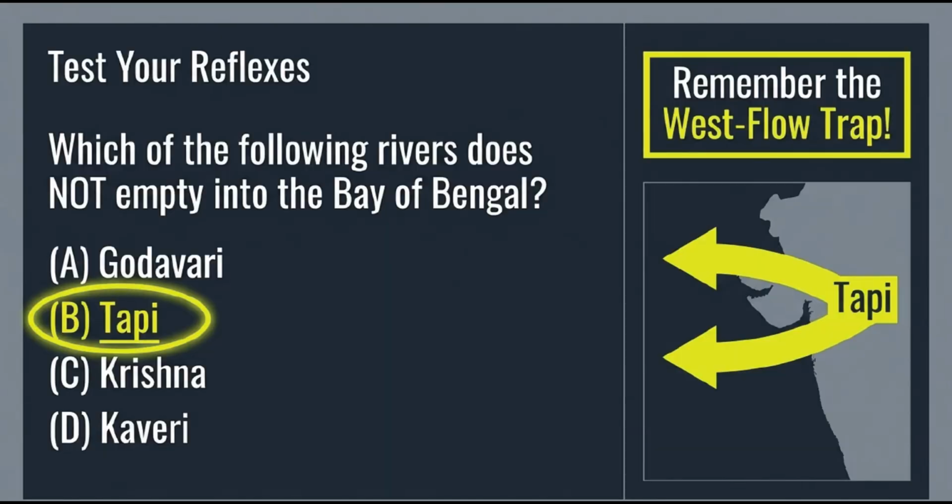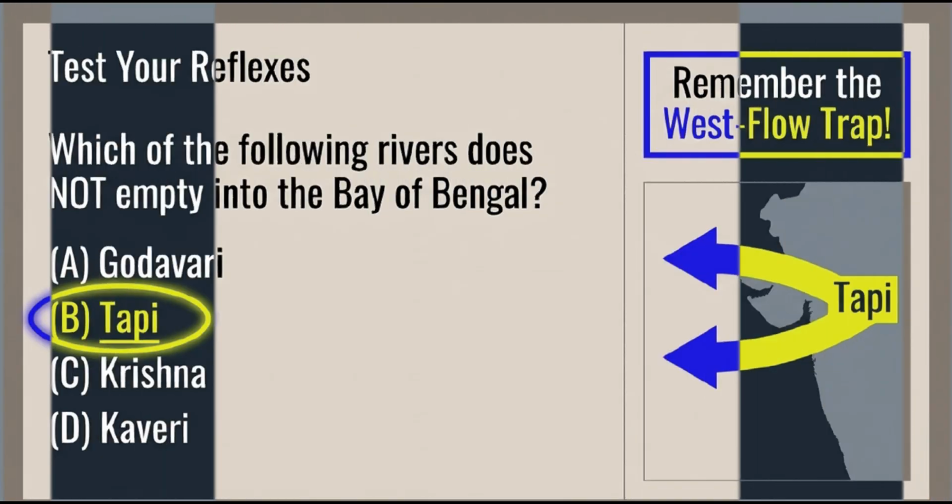Which river does not empty into the Bay of Bengal? Godavari, Tapi, Krishna, or Kaveri? Pause and think. The correct answer is Tapi, because it flows west, not east. Now, one more important point. River basins are often separated by hill ranges. For example, the Godavari Basin lies between Satmala and Harishchandra ranges, and the Krishna Basin is separated by the Mahadeva Hills. These are classic MPSC traps.